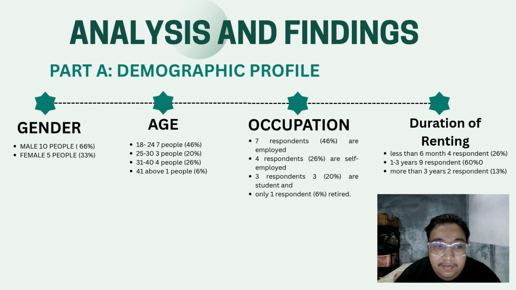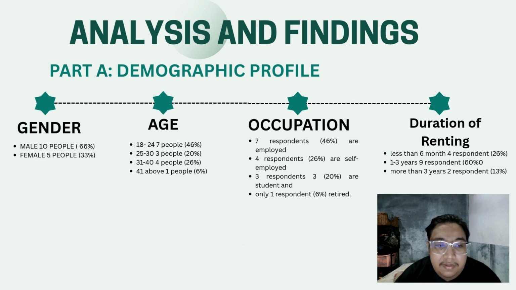For the demographic profile, I asked them four questions, starting from gender, age, occupation, and duration of renting. So for gender first: 10 respondents are male, 66%. Next is female with 5 respondents, which is 33%.